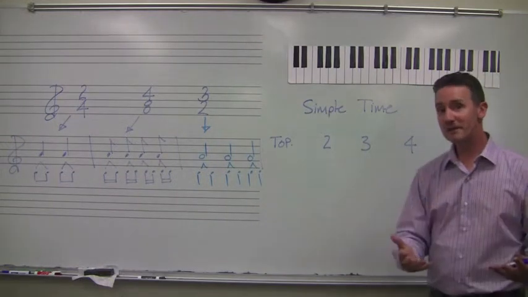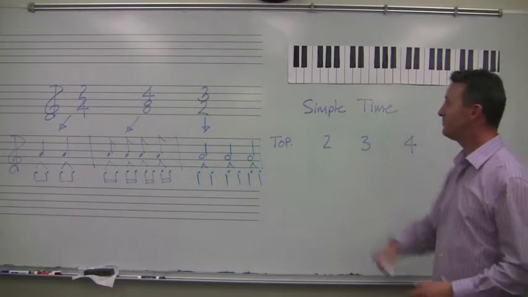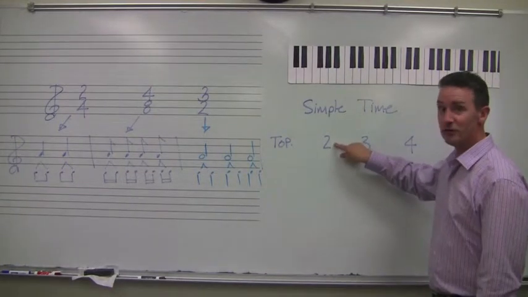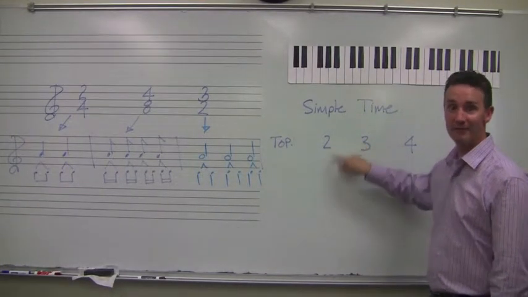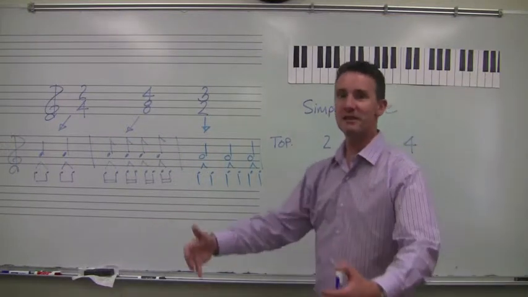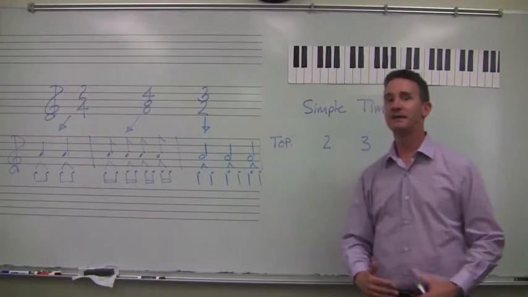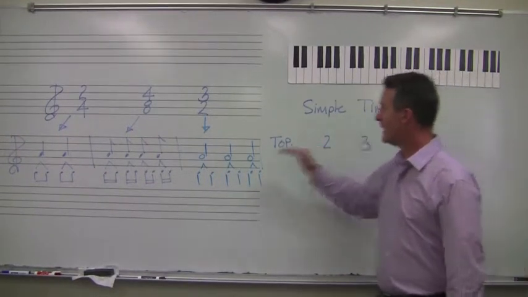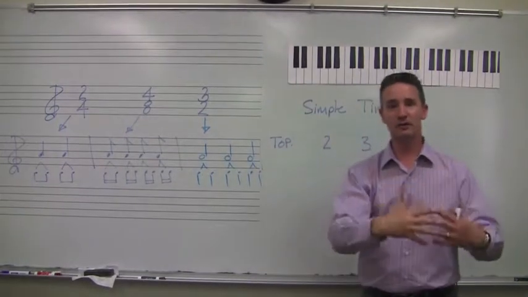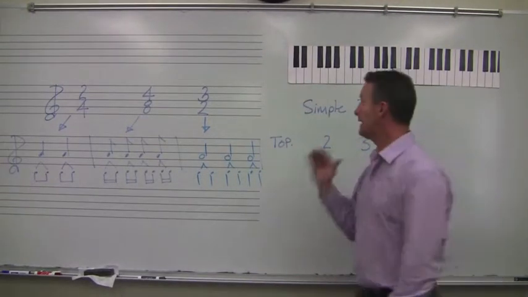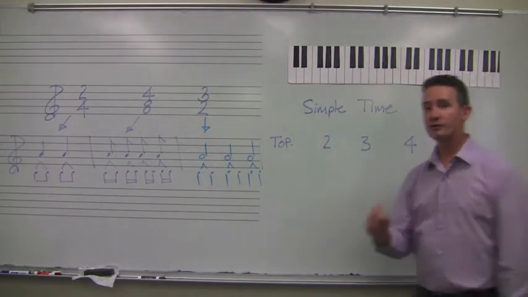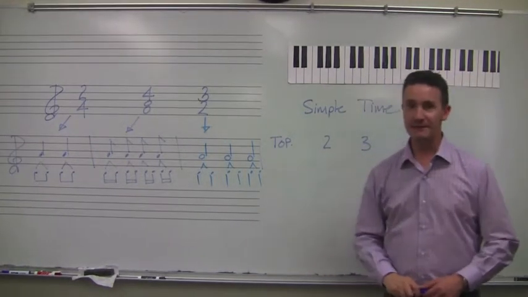The only other piece of information you then need is the bottom number, which is a note value. It just tells you what type of note to have that many of. You're going to have 2 quarter notes, or 2 eighth notes, or 2 16th notes, or whatever that bottom number is. The bottom number relates to a type of note value. The top number tells you how many of those notes to have in each measure. And in the case of simple time, that top number also tells you the number of beats.